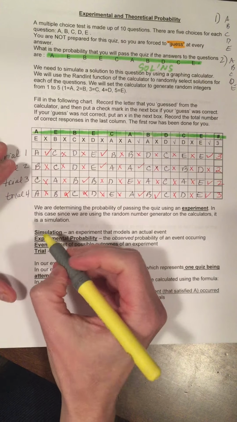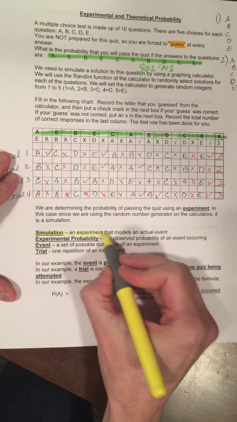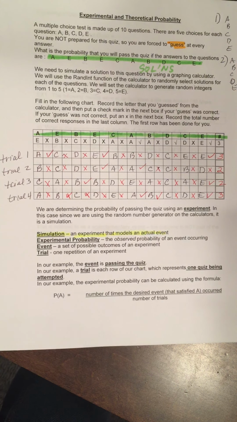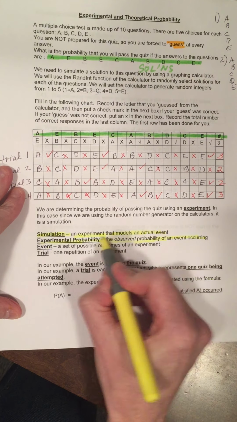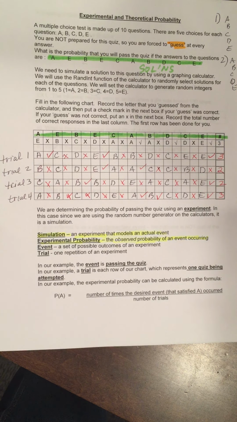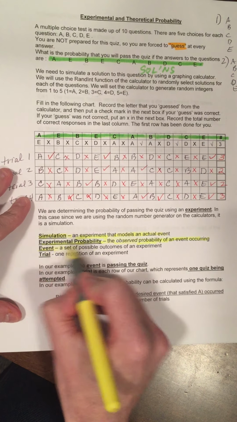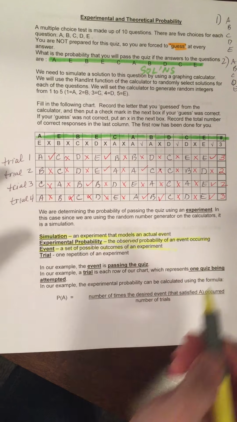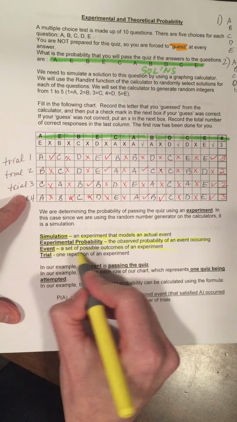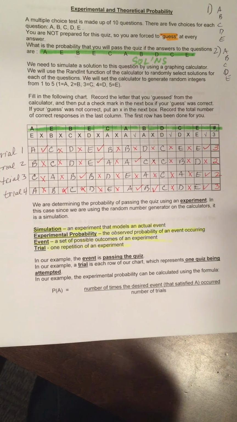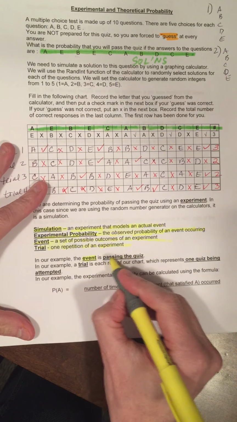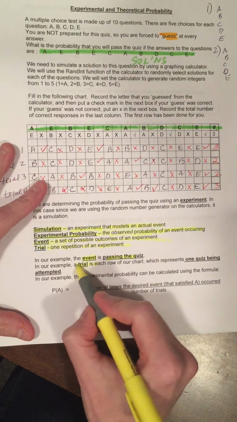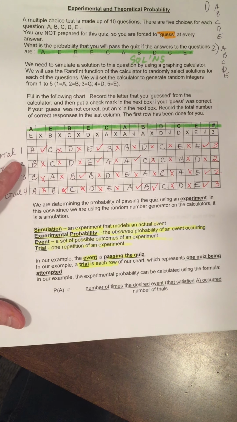The simulation, new word, is the experiment that models taking each quiz. The experimental probability is the probability of the actual event occurring, me passing, and unfortunately I didn't. The event is the set of possible outcomes, and the trial is each repetition. So some new vocab is simulation, experimental probability, event, and trial. So the event in our case is passing. The trial is each row, each pretend quiz.